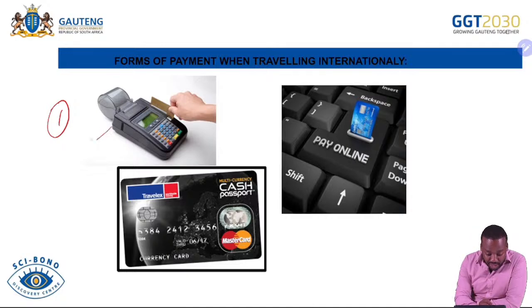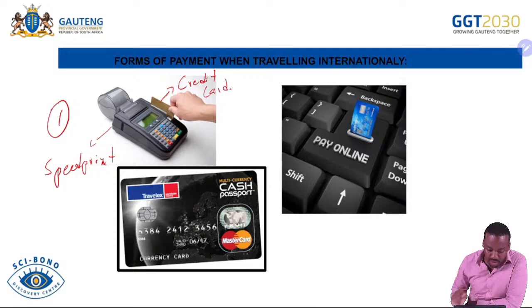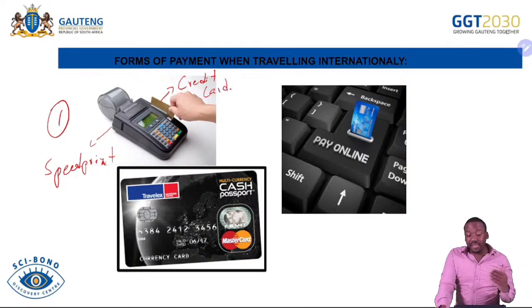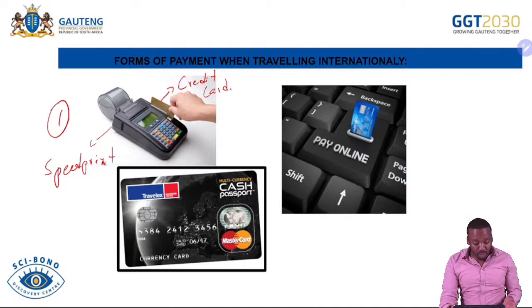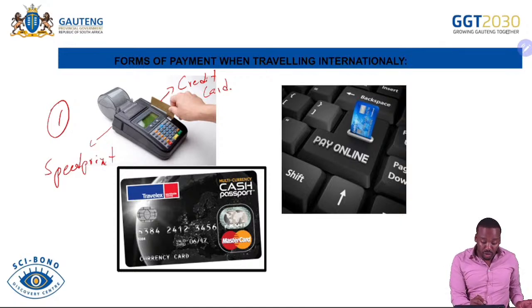A speed point, right? So this is our speed point. And then here, what do we have? Let us say we've got our credit card, right? Obviously, this one we see time and again when you are buying fuel, when you are swiping for things and so on. This is a speed point. It is a technology used, but what is it that is being used here to make a payment? It is a credit card. So I said you need to know how to analyze the pictures.